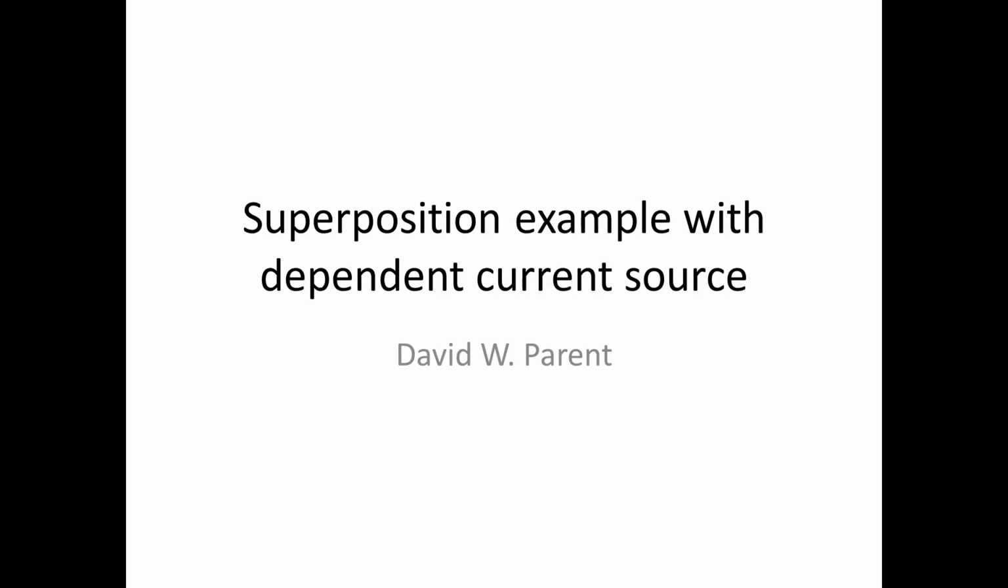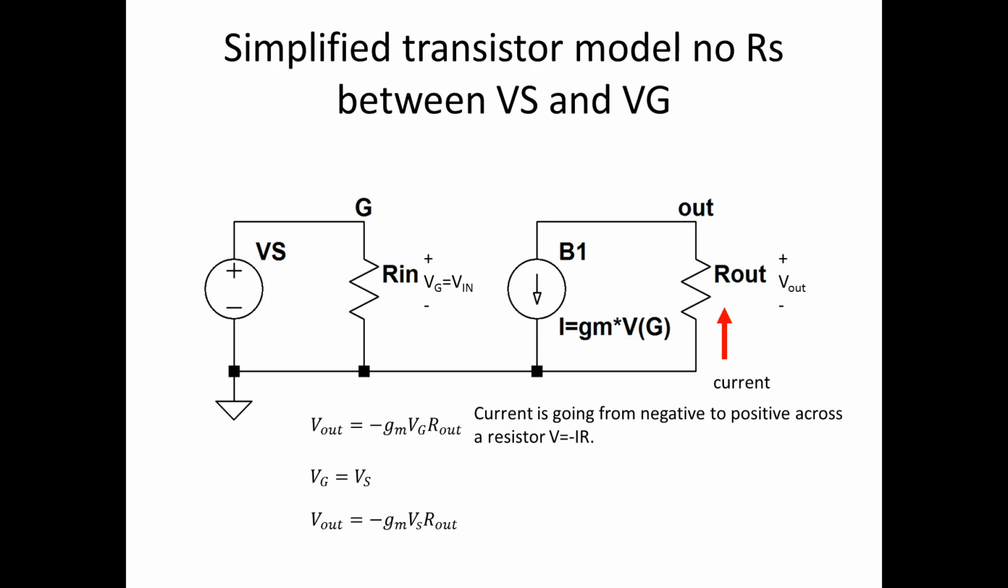Here's an example with superposition and a dependent current source. In order to understand that, we need to understand a simplified transistor model with this dependent current source. VG times GM will equal the current. And so VG, since there's no other node mentioned, is measured with respect to ground. And GM is a transconductance that will convert this voltage into current.